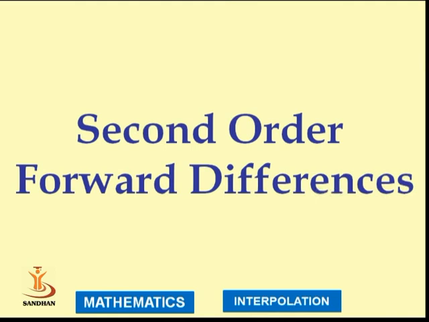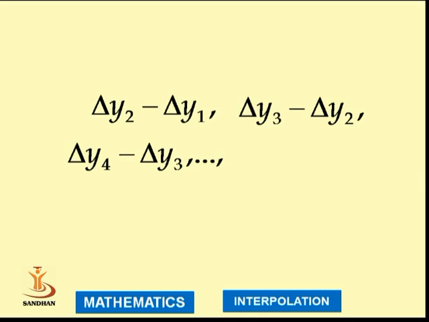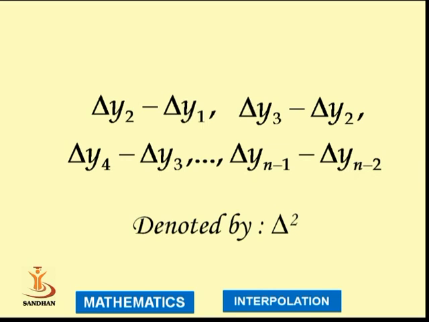Now let us have a look at the second order forward difference. Second order forward differences are the differences of the previous order forward differences. That is, we just computed delta y1, delta y2, delta y3. So delta y2 minus delta y1, delta y3 minus delta y2, delta y4 minus delta y3, and delta yn minus 1 minus delta yn minus 2 are termed as second order forward differences. Second order because they are differences of the first order forward differences. And these differences are denoted by delta square or delta raised to 2.